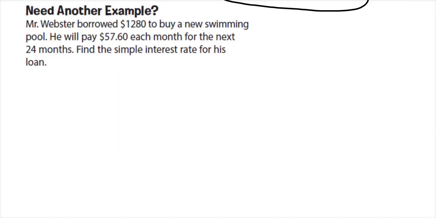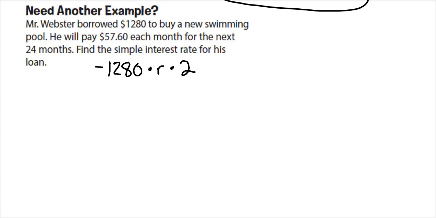It says Mr. Webster borrowed $1,280 to buy a new swimming pool. He will pay $57.60 each month for the next 24 months. Find the simple interest rate. So again, he's borrowing $1,280. We're looking for that interest rate. The time is 24 months, so that would be 2 years.